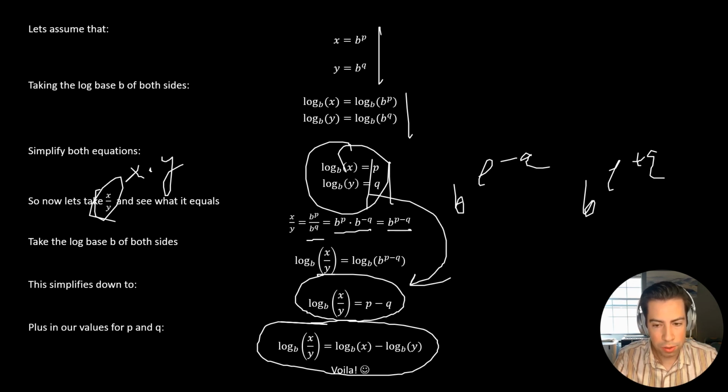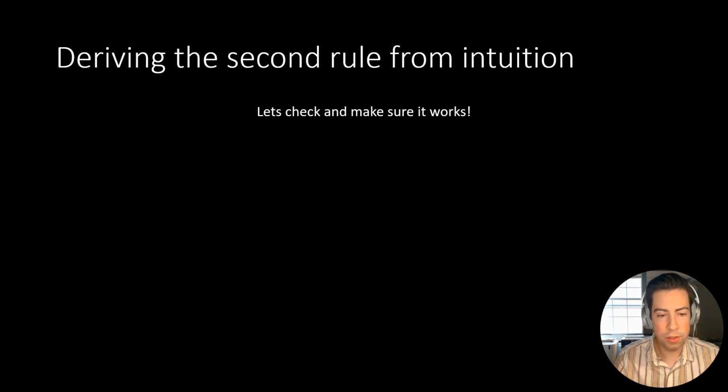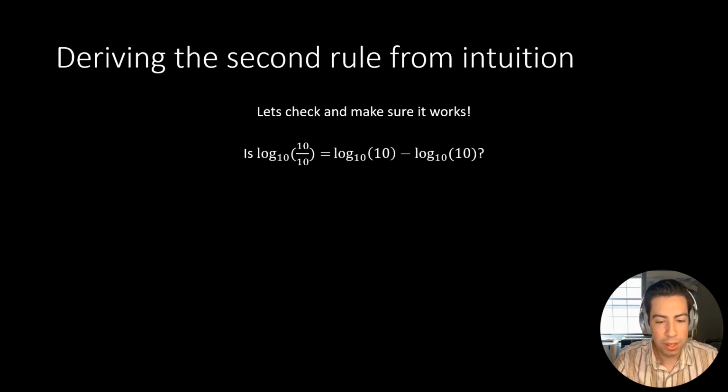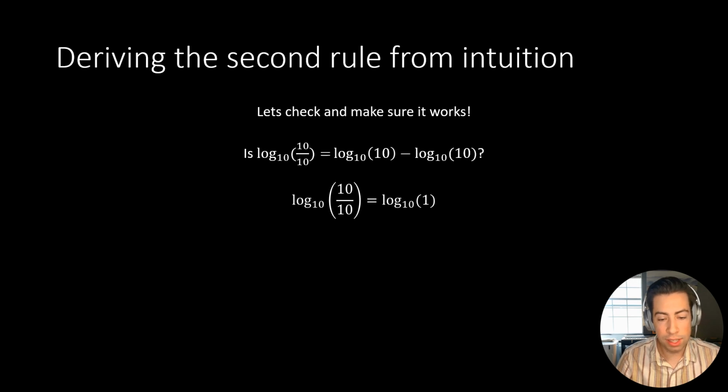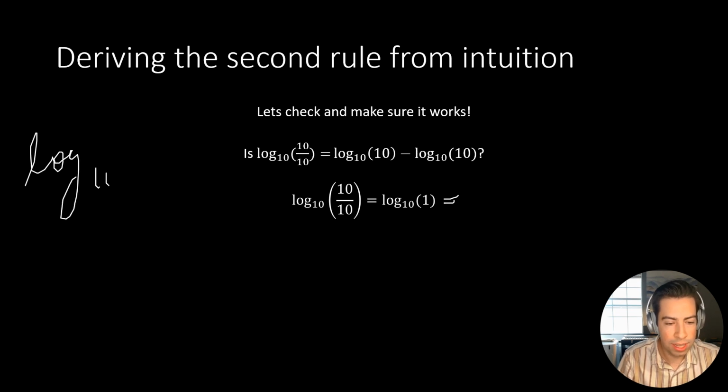All right, guys, so now we'll just double check and make sure that this works, okay? So we're going to do the same thing, all right? Is the logarithm base 10 of 10 divided by 10 equal to logarithm base 10 of 10 minus logarithm base 10 of 10? So we know that 10 divided by 10 is 1. So now what I need to ask myself is what does this equal, right? So logarithm base 10 of 1, what does that equal?